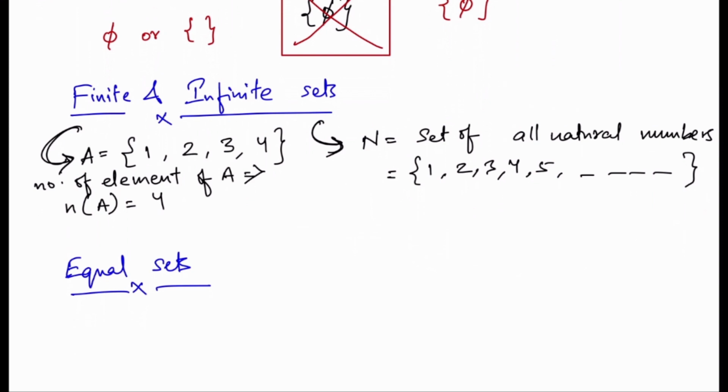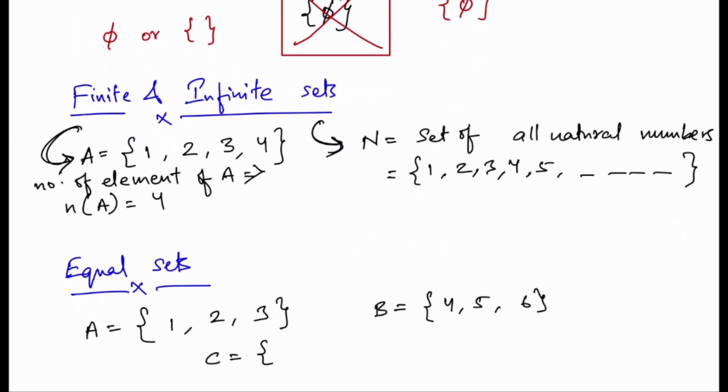Suppose I have set A, which has elements 1, 2, 3. Let's say I have another set B, with elements 4, 5, 6. Let me take another example, set C, which has 3, 1, 2. So I have taken an example of three sets. Set A has elements 1, 2, and 3, set B has elements 4, 5, 6, and set C has elements 3, 1, 2.